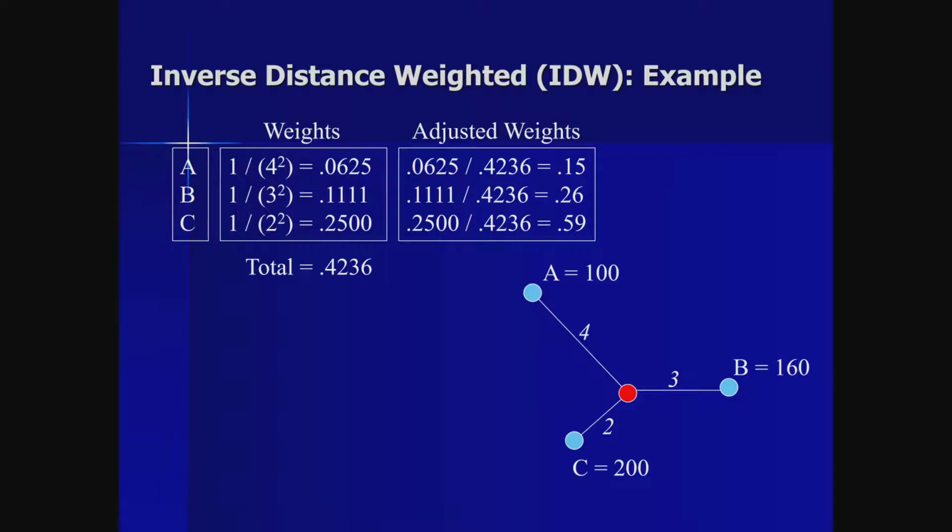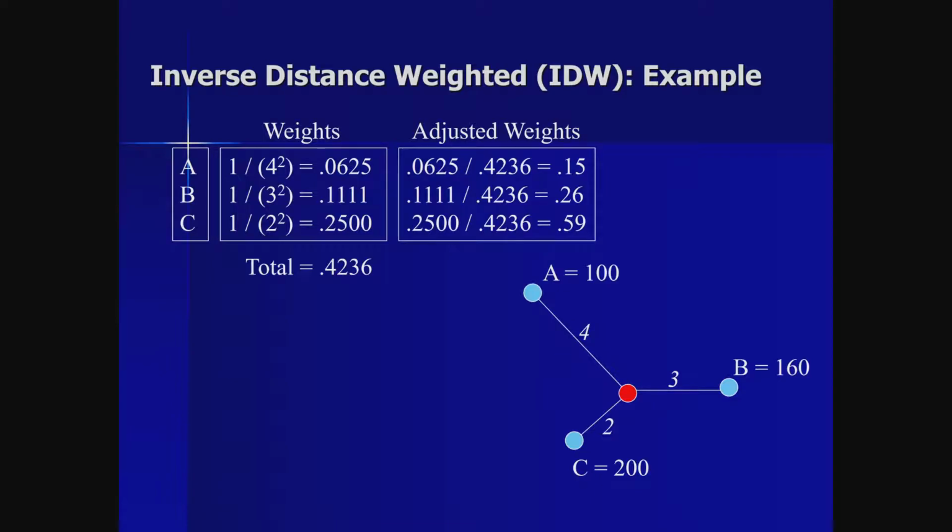So in other words, what's going to happen is that A is going to be weighted 0.15. We're going to take 0.15 of 100, 0.26 of 160 and 0.59 of 200. So you see how we're going to take more of this value, not even half of this value, and then only a little bit of this value, because it's the furthest away.